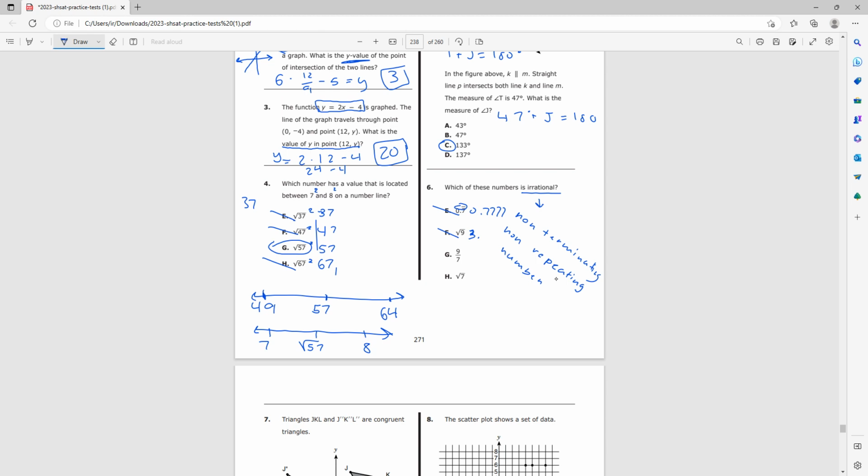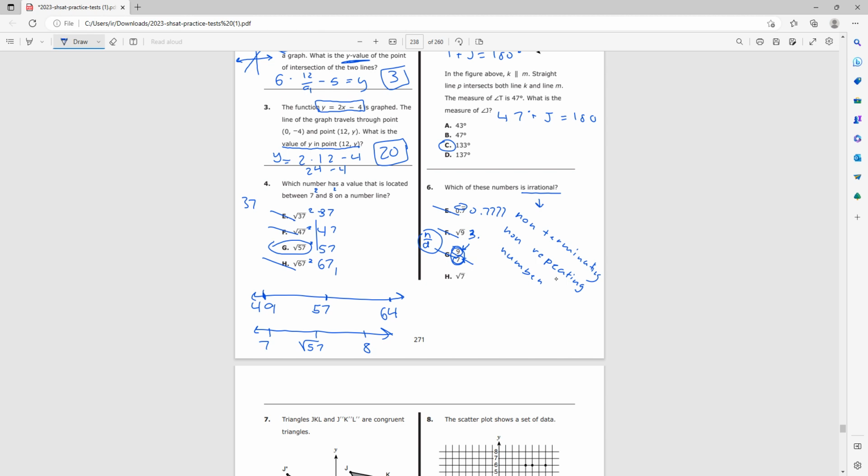But remember that any number that can be expressed as a fraction with real numbers in the denominator and numerator is rational, right? So this cannot be irrational because the numerator is 9, which is rational, and the denominator is 7, which is rational. So if both the numerator and the denominator are rational, then the fraction cannot be irrational. And then that leaves us with radical 7.